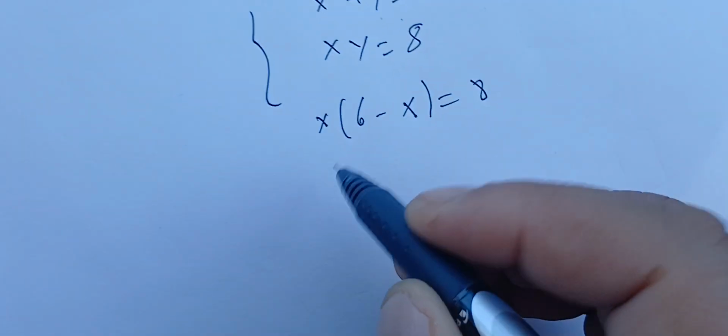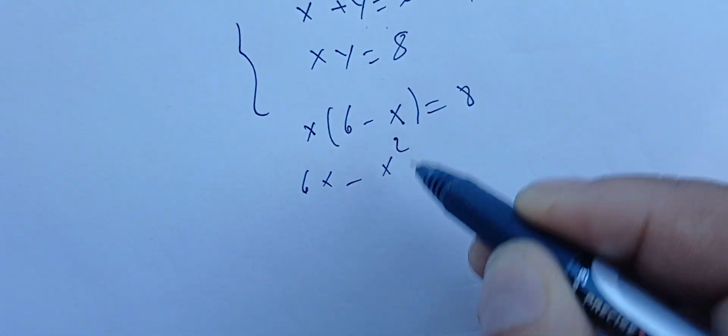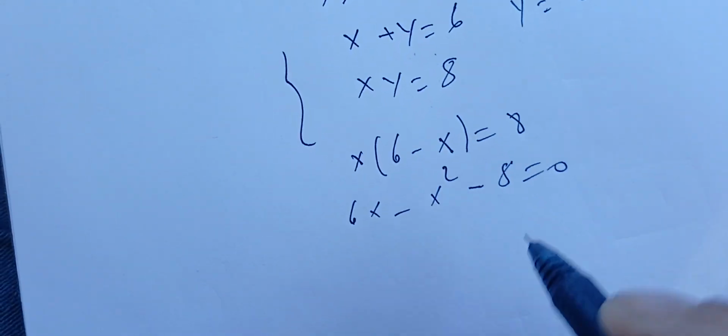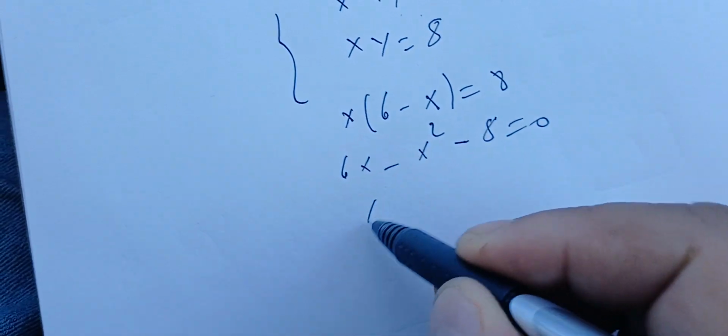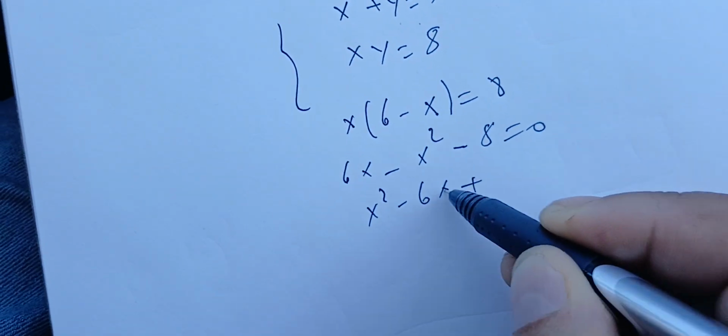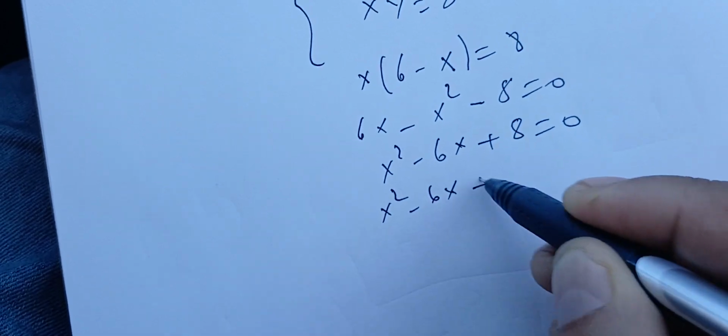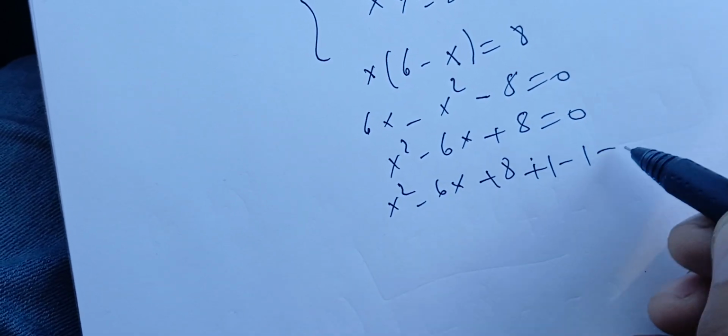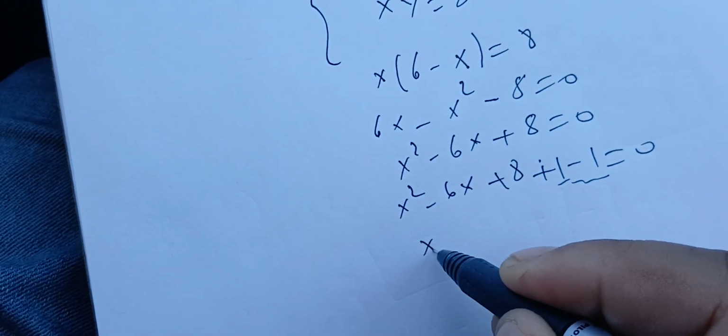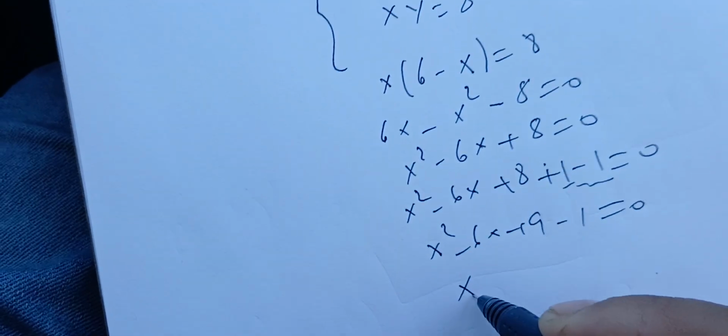This gives us 6X minus X squared minus 8 is 0. We multiply by minus 1, so we get X squared minus 6X plus 8. We can add 1 and minus 1 to complete the square, so we get X squared minus 6X plus 9 minus 1 equals 0. This gives us (X minus 3) squared minus 1 equals 0.